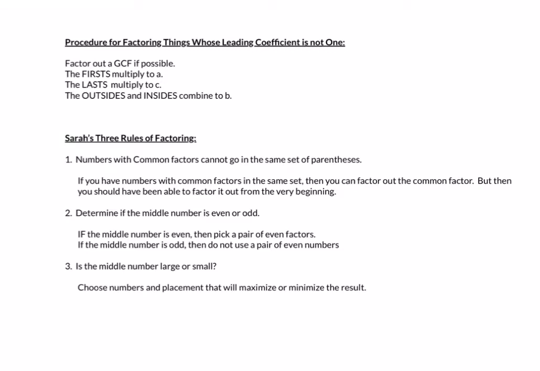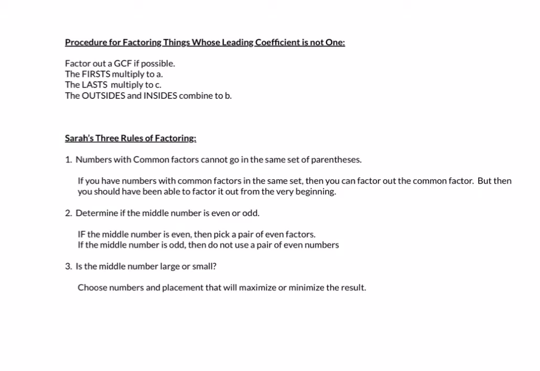Another rule that I have is determine if the middle number is even or odd. If the middle number is even, then you want to pick a pair of even factors. If the middle number is odd, then do not use a pair of even factors. The reason that we do this is if you multiply anything times an even number, it'll be even.